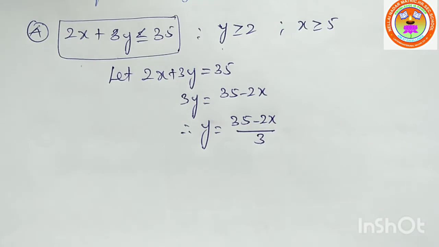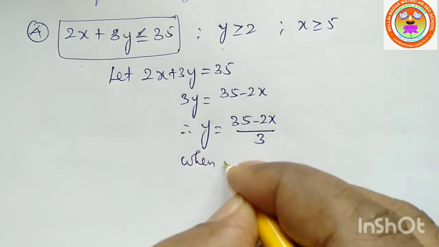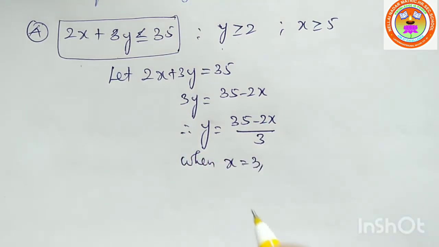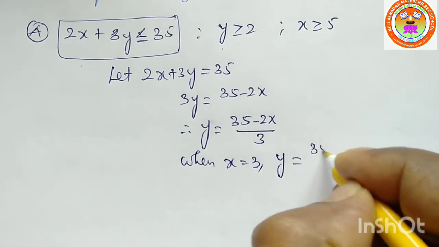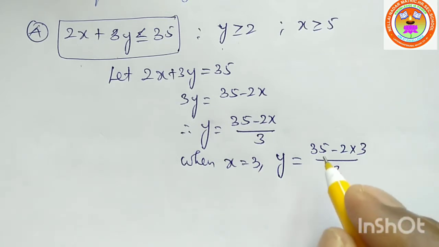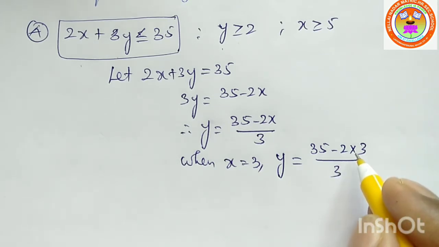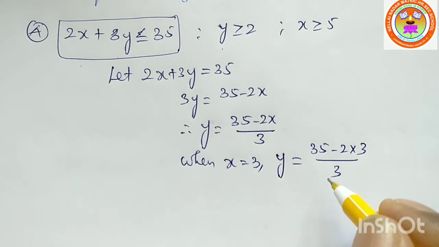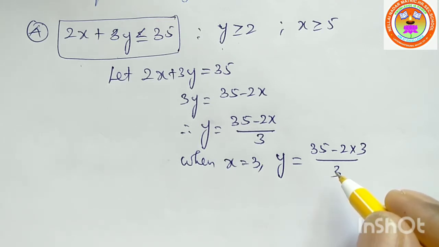Here we can apply the value of x as a multiple of 3. See, when we apply x is equal to 3, what will happen to y? y is equal to (35 minus 2 into 3) by 3. 35 minus 6 is 29, right? So 29 by 3 is not possible. So again we are getting a fraction, right? So what can we do?